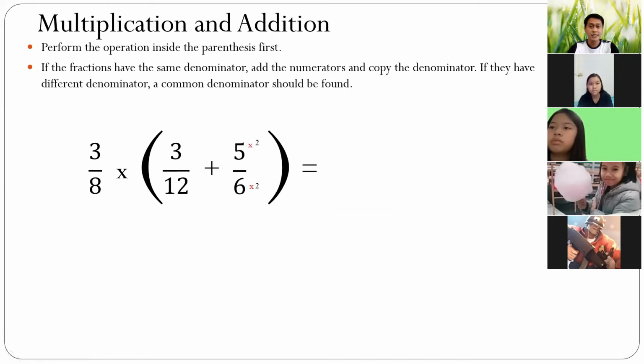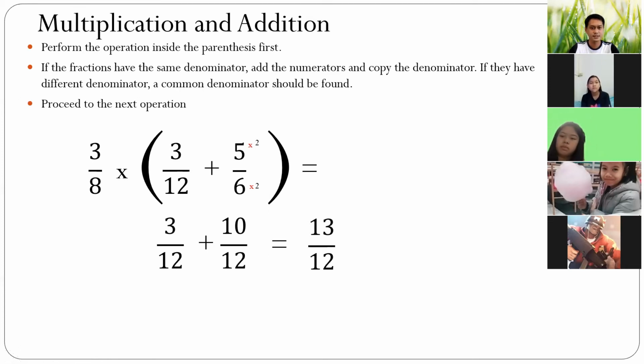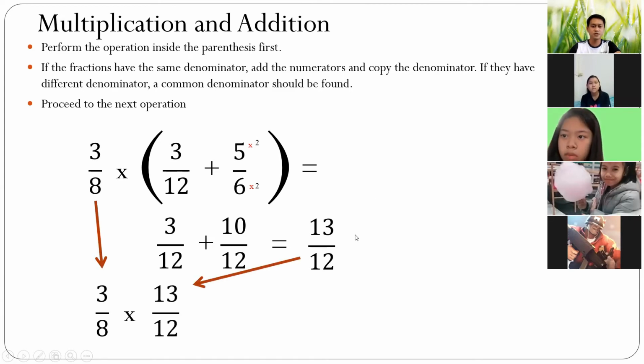Okay, so what is the common denominator of 12 and 6? 12. So we multiply 5 over 6 with 2. It will become 3 over 12 plus 10 over 12 equals 13 over 12. So proceed to the next operation. 3 over 8 times 13 over 12.